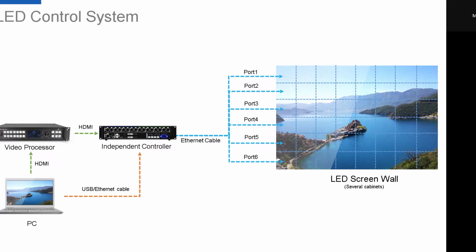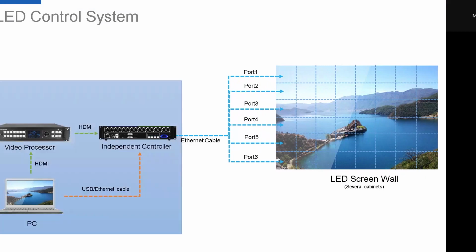So we need a PC to provide the video source, and sometimes we also use it for the control. The source will go to the video processor and then to the independent controllers. And finally, it is connected to the LED screen through the network cables. From the system structure, it is easy to find out that the source recognition problem is related to the PC, the video processors, the video cables like HDMI, DVI, SDI cables, and finally the independent controller itself.